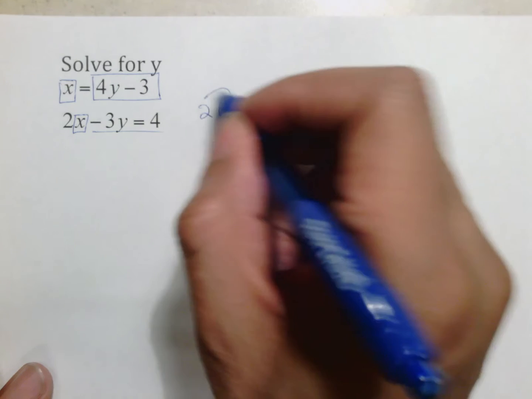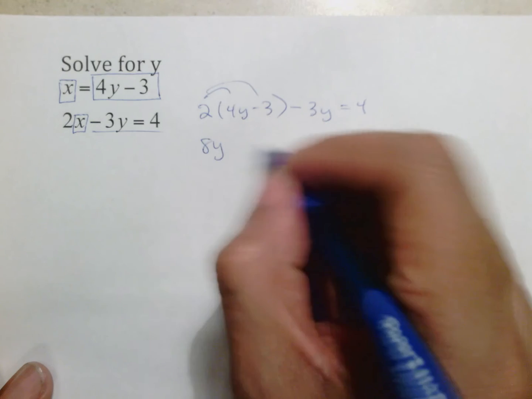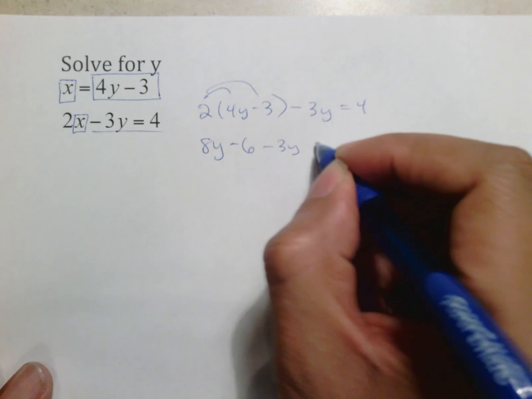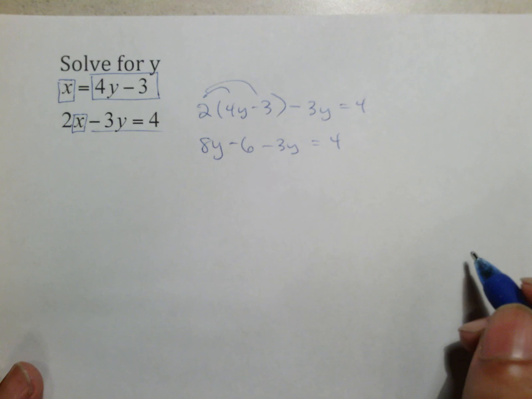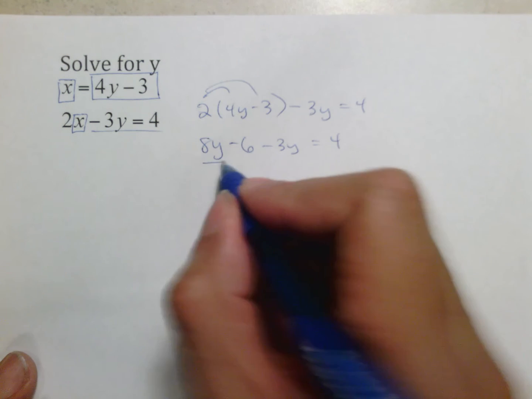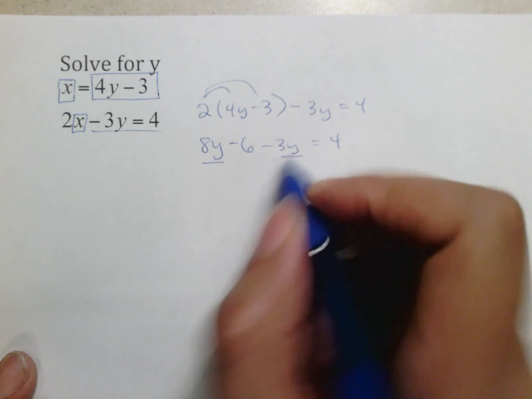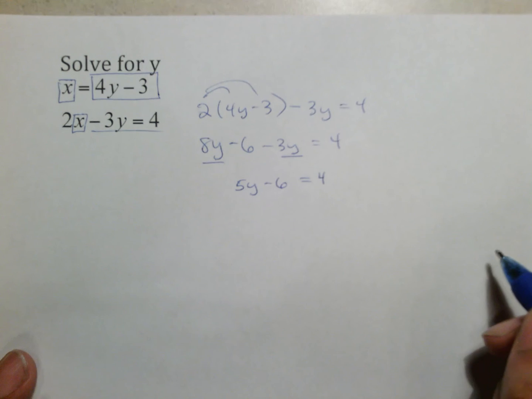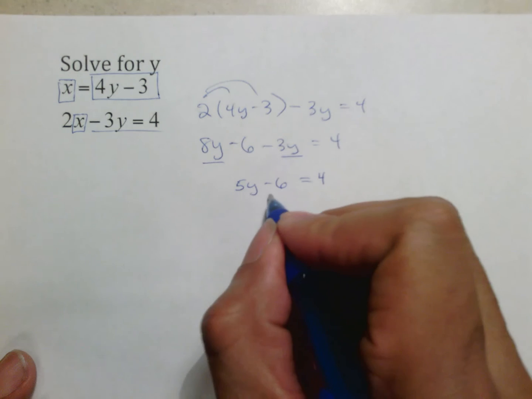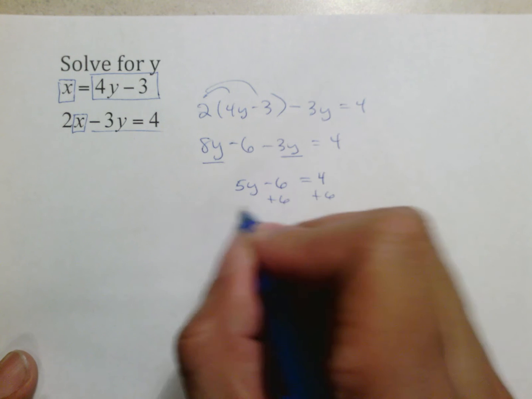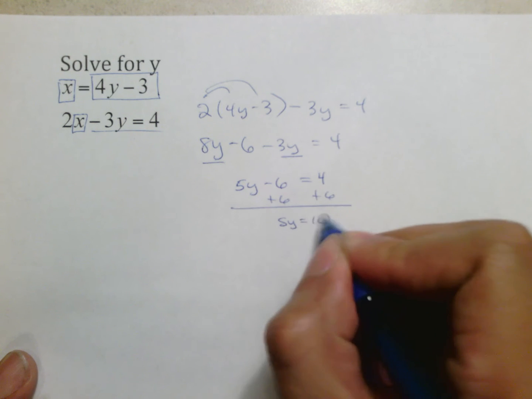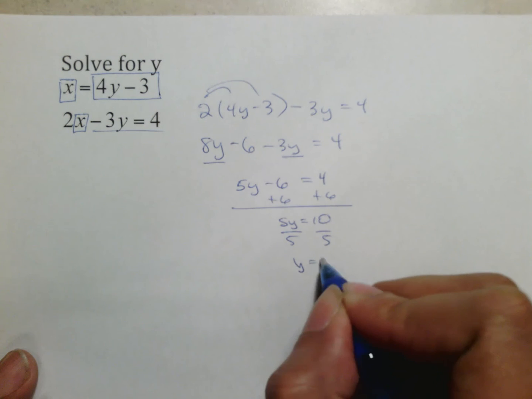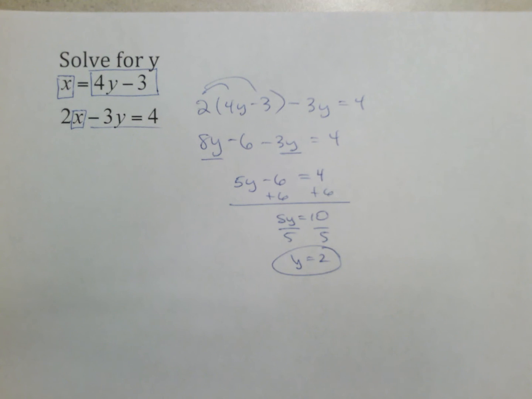Behind it we have minus 3y equals 4. Now we distribute. 8y minus 6 minus 3y equals 4, with our last step being to combine like terms. 8y minus 3y is 5y minus 6 equals 4. From there, what we do is add 6 to both sides because that's a negative 6. 5y equals 10. Divide both sides by 5, and y is equal to 2.